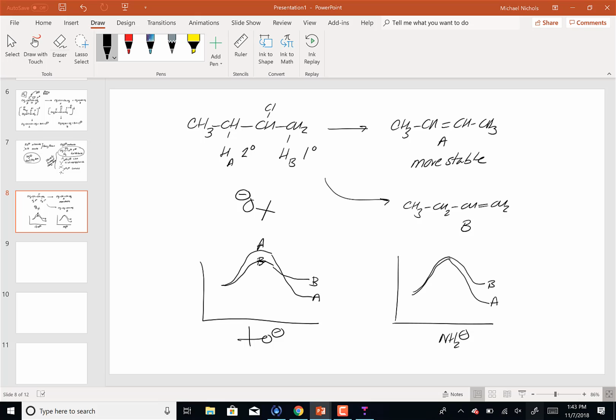Okay. And again, if you just want to think size, common sense, a small base can get to both. It's going to remove the hydrogen that gives you the more stable product. So this gives us the ability, using those two bases, to form the product that we want. Do I want to remove the hydrogen that's least sterically hindered? If so, use a big base. Do I want to form the more stable product? Use a small base.